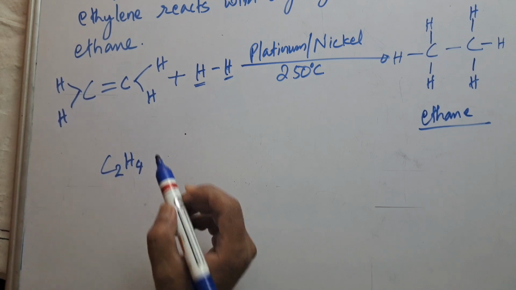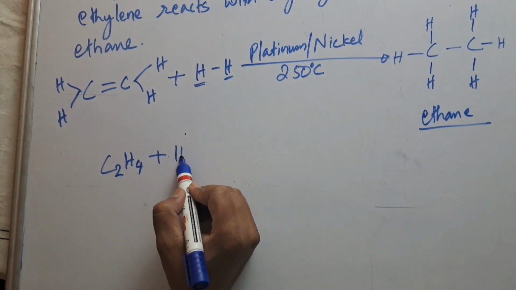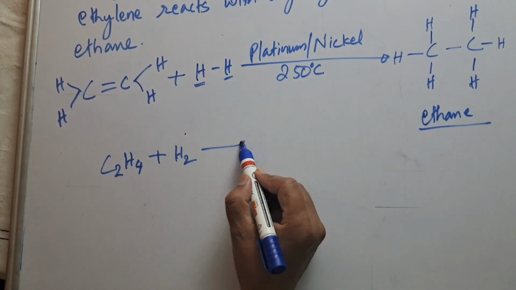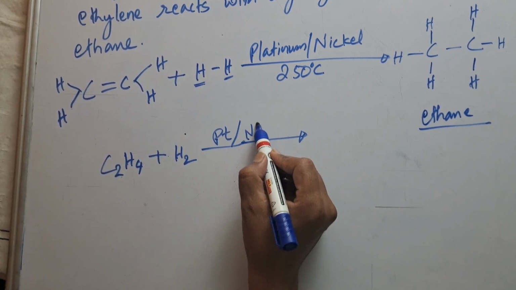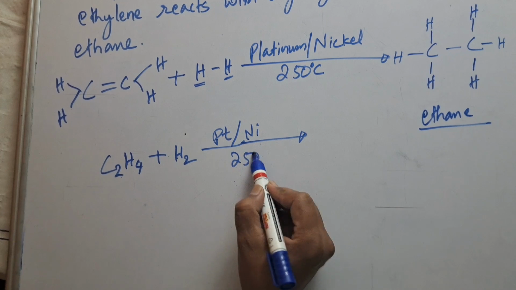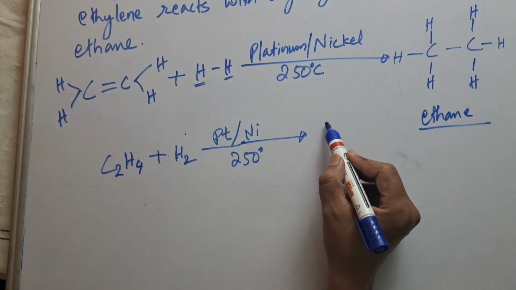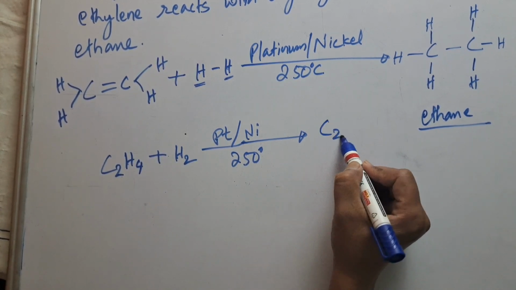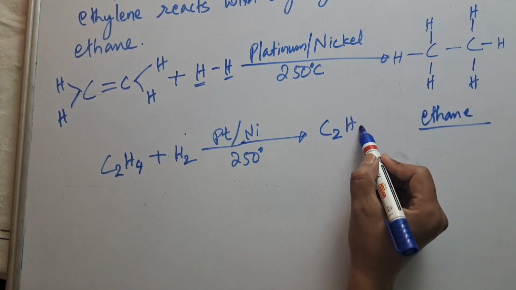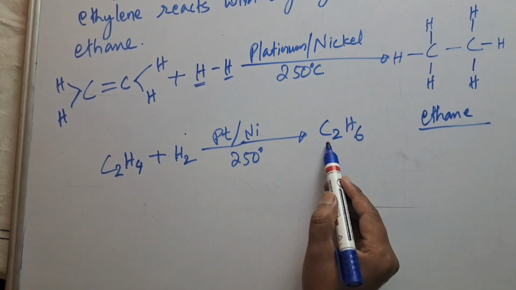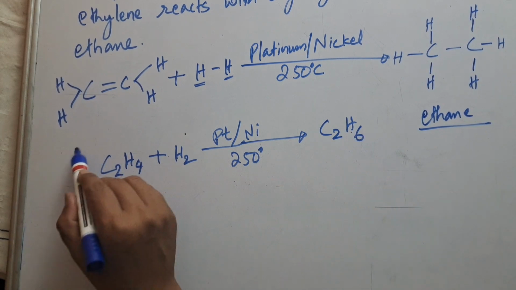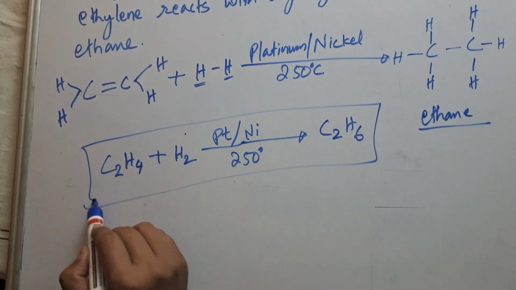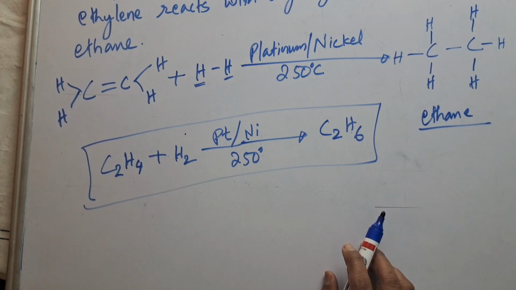Now let me write the molecular reaction. C2H4 reacts with hydrogen in presence of platinum or nickel catalyst, Pt or nickel, heated at 250 degrees Celsius to produce alkane. The alkane is ethane, C2H6. C2H4 plus H2 gives C2H6. So this is the chemical reaction of alkenes. The first chemical reaction is addition of hydrogen.